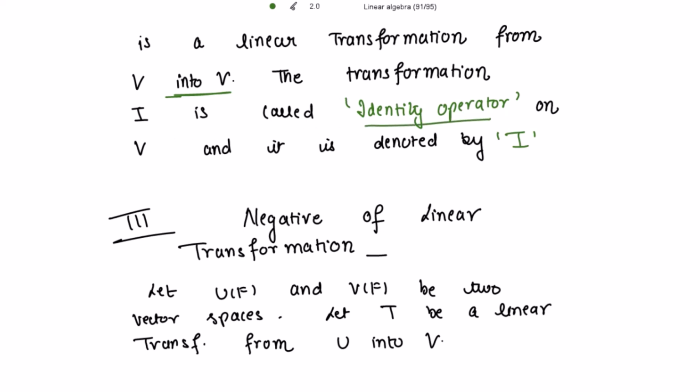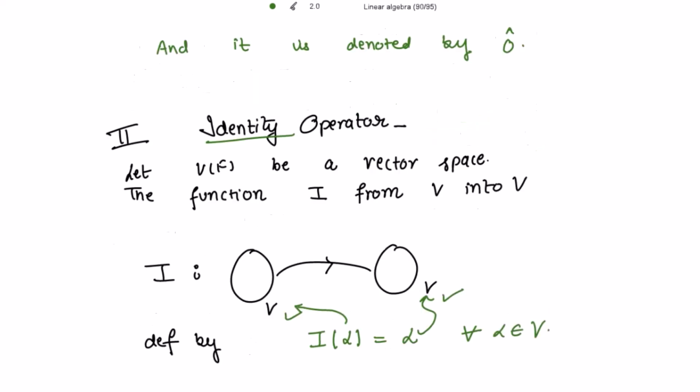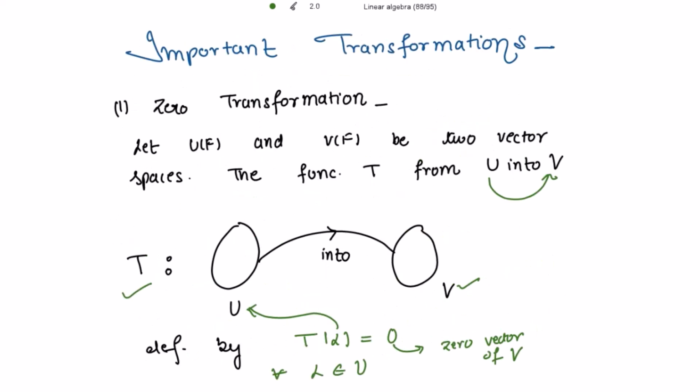Why operator? Because the vector spaces are the same. Whenever we have the same vector spaces, we use the word operator, and it is denoted by I. Here we have not written the zero operator. It is the zero transformation because the transformation is from two vector spaces U into V. So here we have written zero transformation.